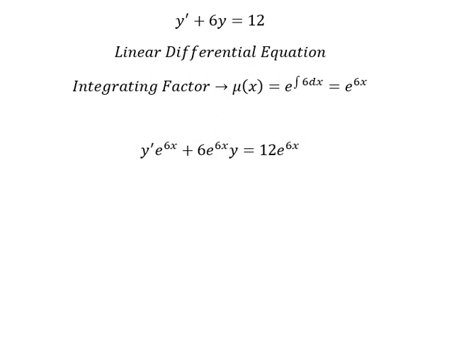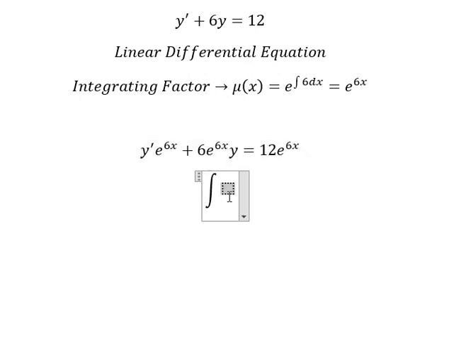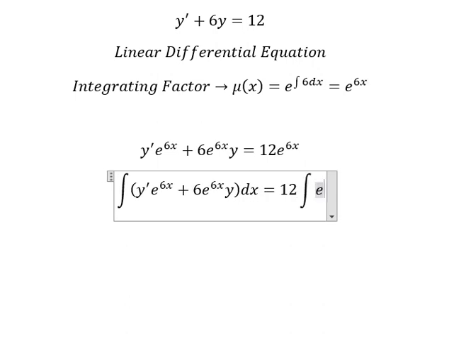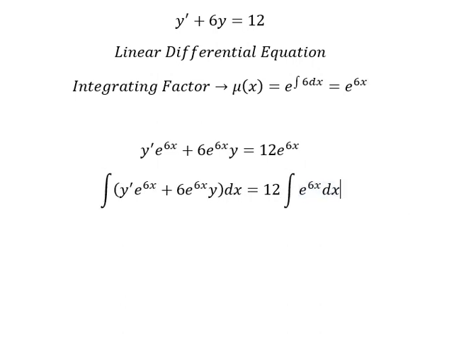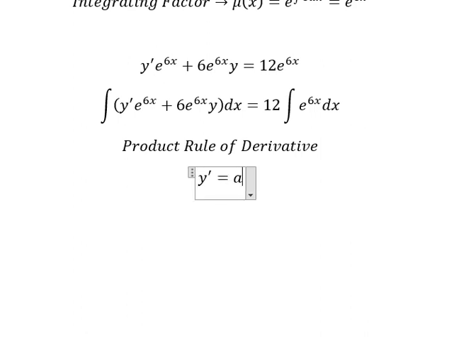Next, I will put the integration on both sides. Now, we can use the product rule of the derivative. So we have the first derivative of y equals the first derivative of a multiplied by b plus the first derivative of b multiplied by a.